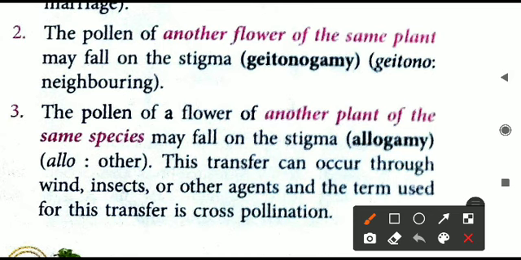So what is allogamy? In this case, the flower of another plant is pollinating, of the same species only. The plant species should be the same. It will not be like a rose flower pollinating a sunflower. It will never happen. Only a plant of the same species will pollinate. But here the flowers are of different plants, and both the plants are also different.